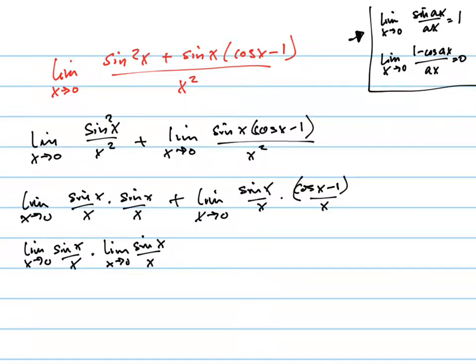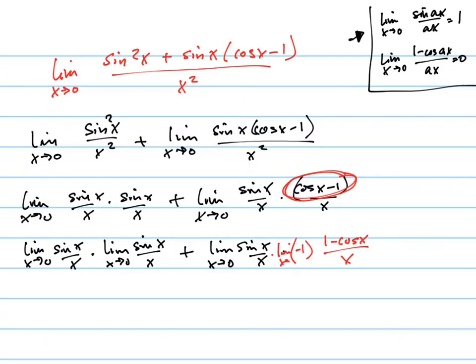That's I think how you'd say that. Plus the limit as x goes to 0 of sine x over x times, now I'm going to do a little trick here at the same time. This I'm going to rewrite as -1 times 1 minus cosine x over x. I just factored out a -1 up there so that it would be a little bit easier to see. Whoops, I forgot to write limit in front of that. Times the limit as x goes to 0 of that.